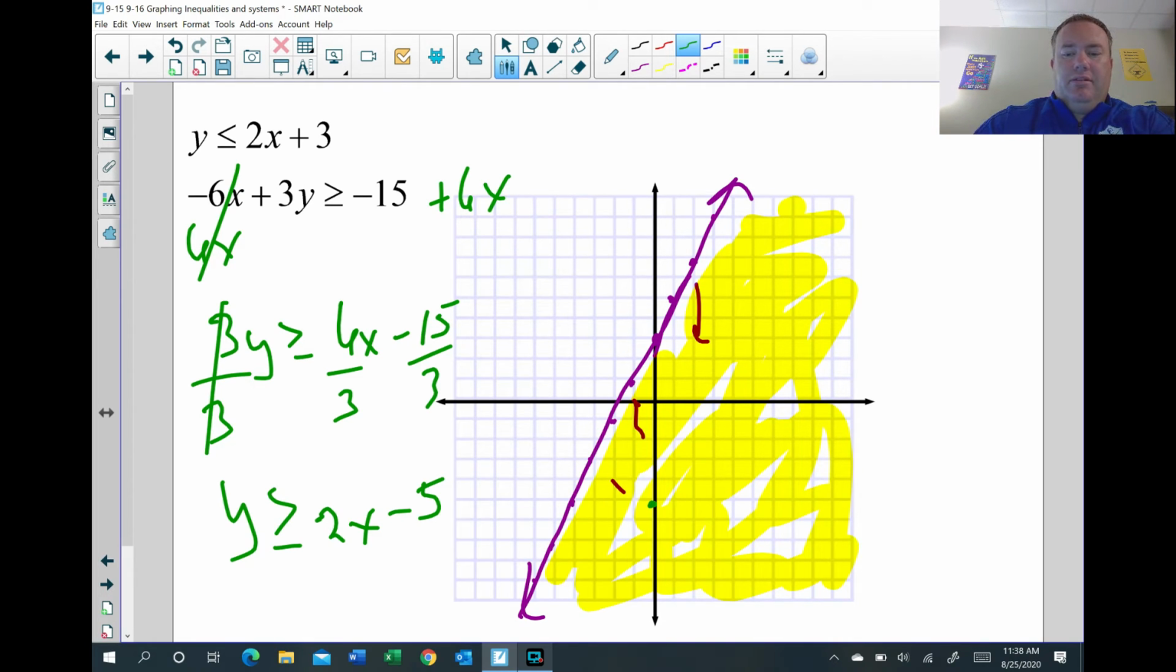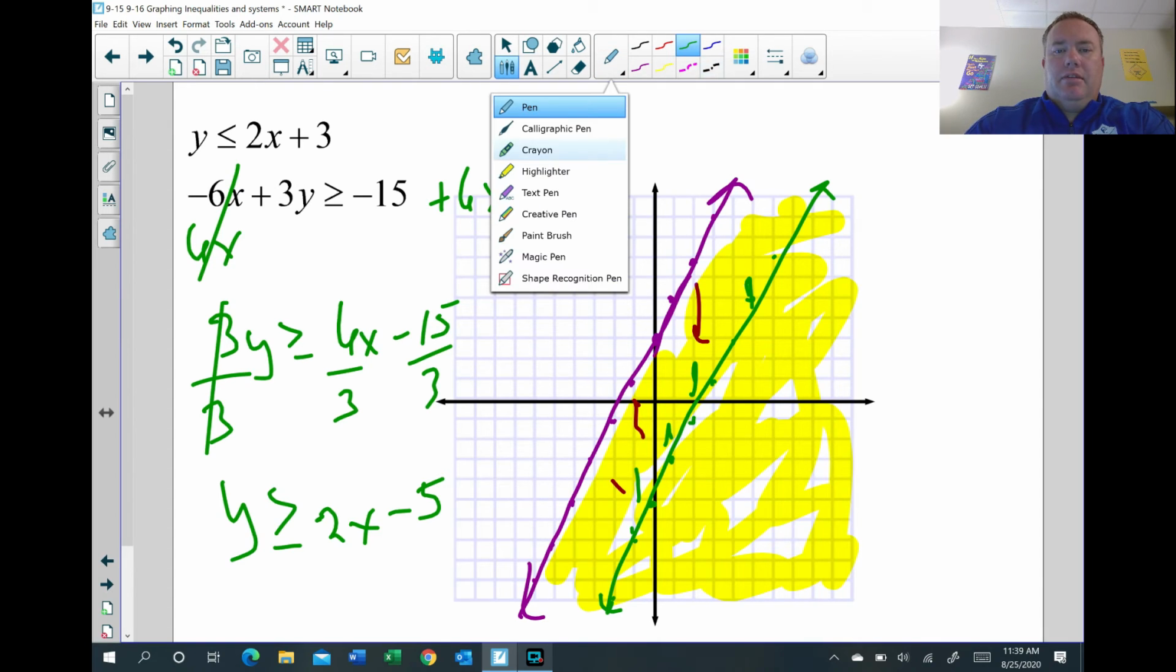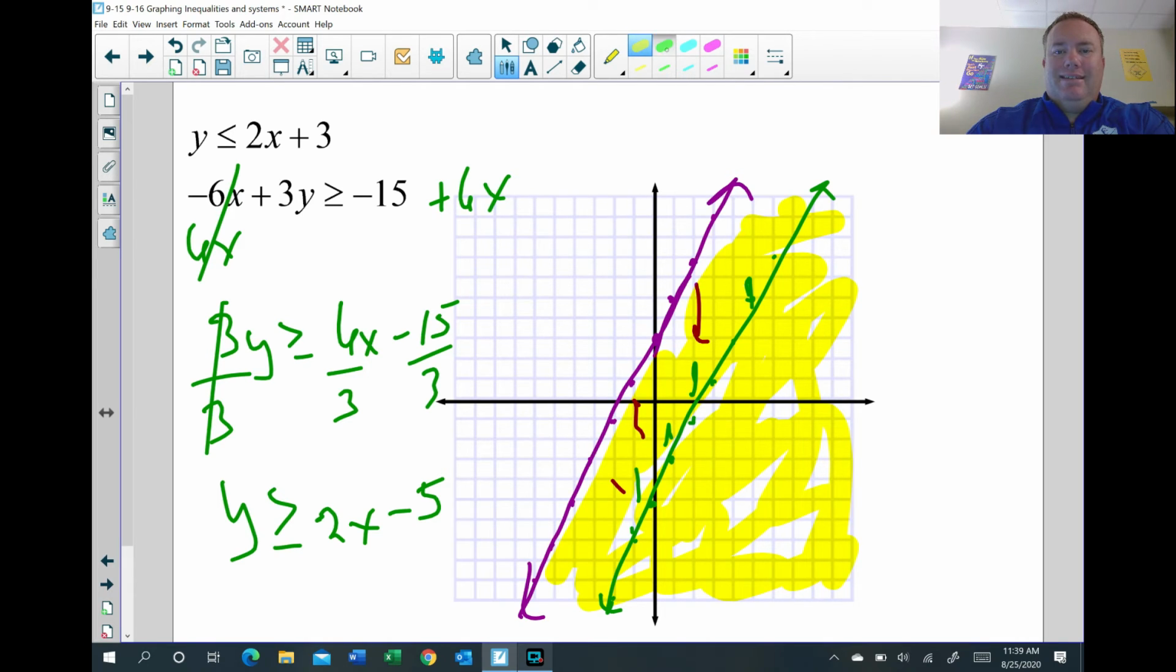Slope of 2 means up 2 to the right one. Up 2 to the right one. Okay? Now, something I want you to notice, hopefully you're going to notice pretty quickly. So we draw those points on there. All right? We have an equal to part, so we have a solid line. Now, for this one, we're going to shade up. Now, with this in mind, that means that we are talking about everything inside of this area.